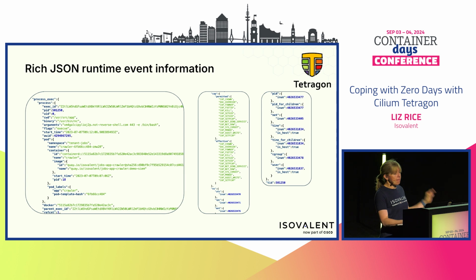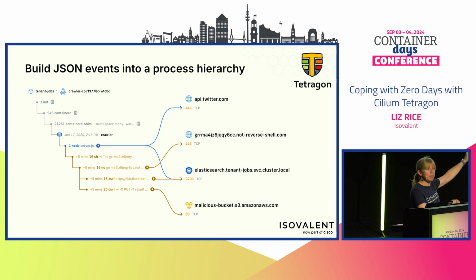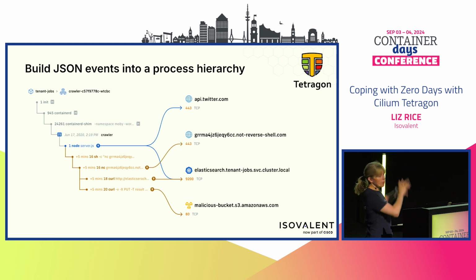So this really rich JSON information can be used to build up a picture of how a process hierarchy is built up. So an executable might have been spawned by another executable, which was spawned by another executable, which was running inside a container, which was spawned by containerd, and go back all the way to systemd, let's say. And you can build up all this information from that JSON event, the event logs.